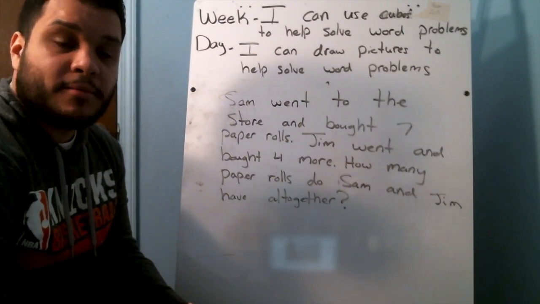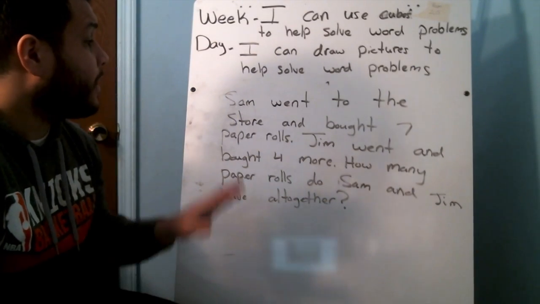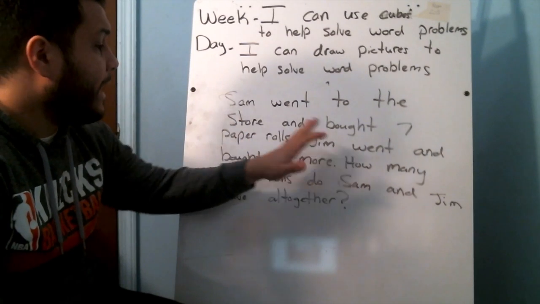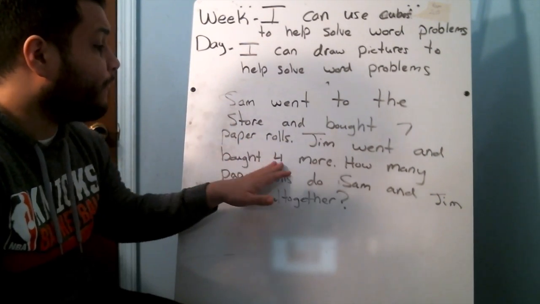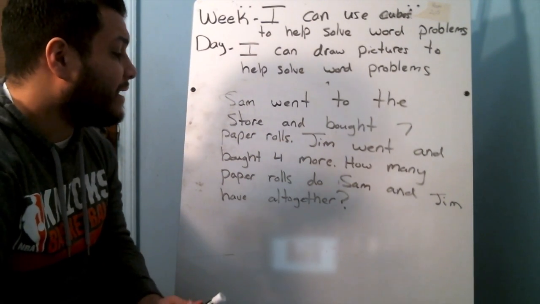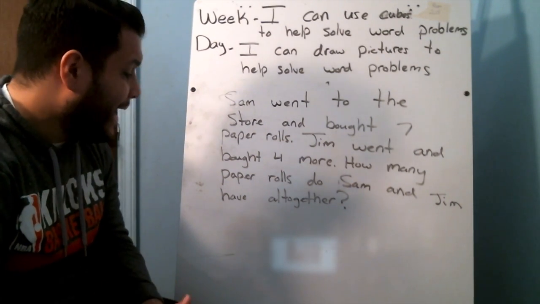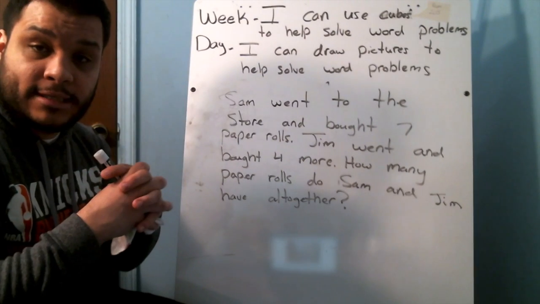Our word problem today is the following. Sam went to the store and bought 7 paper rolls. Jim went and bought 4 more. How many paper rolls do Sam and Jim have all together?